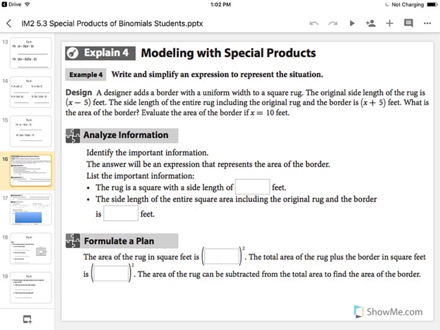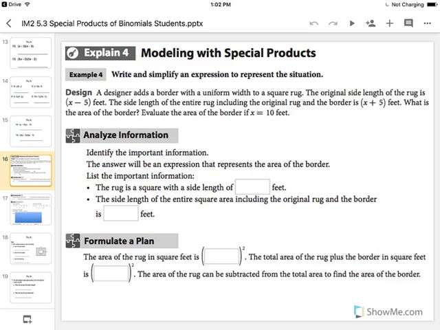Okay, so let's do some word problems. Modeling with special products. Write and simplify an expression to represent the situation. A designer adds a border with a uniform width to a square rug. The original side length of the rug is x minus 5 feet. The side length of the entire rug, including the original rug and the border, is x plus 5 feet. What is the area of the border? Evaluate the area of the border if x equals 10.